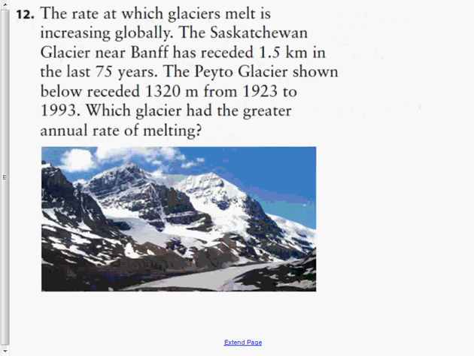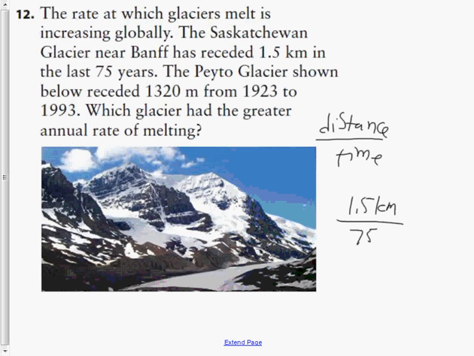And finally, the last question says, the rate at which glaciers melt is increasing globally. The Saskatchewan Glacier near Banff has receded 1.5 kilometers in 75 years. So we're looking for distance to time for receding. The first one is 1.5 kilometers over the course of 75 years. So we're going to see how much it receded per year. And this is the Banff one. The other one, it receded 1,320 meters in, and we have to do a quick math calculation, 70 years. Right between the years of 1923 and 1993 is 70 years.